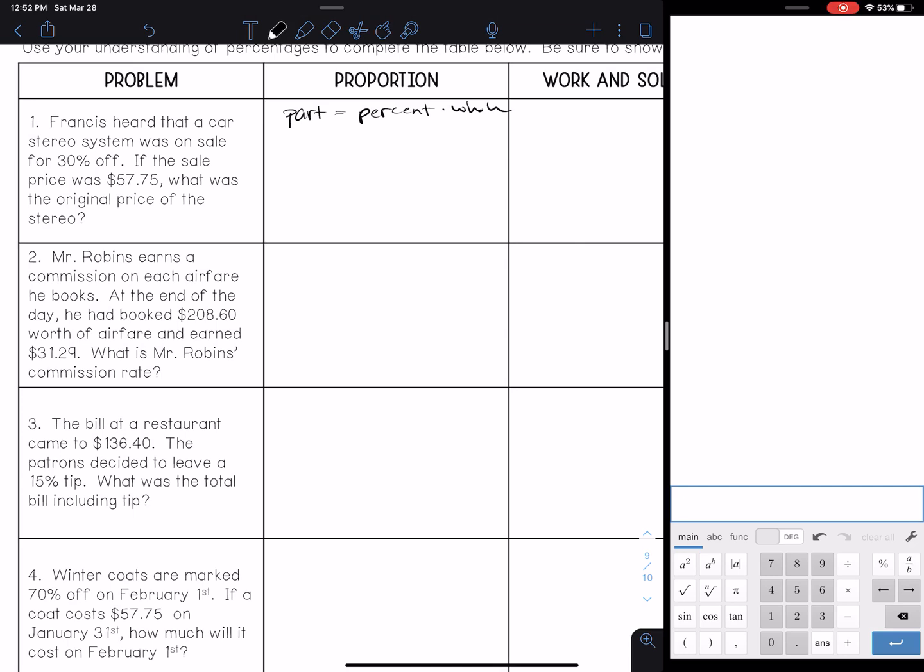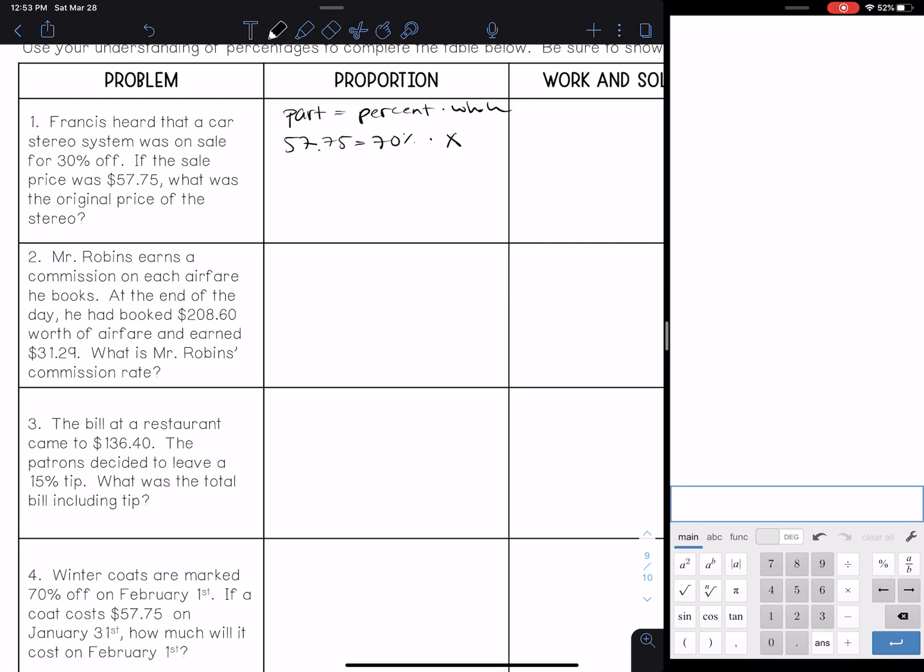So we have the part. Well, the sale price is $57.75, right? Well, the percent, how much percent of the original price did he pay? It says 30% off. So how much is he paying of the original price? Well, 30% off must mean that he's going to pay 70% of the original price. I don't know what the whole is, an unknown value, x.